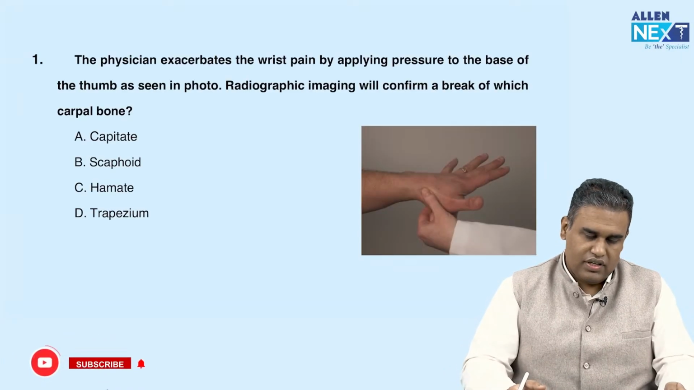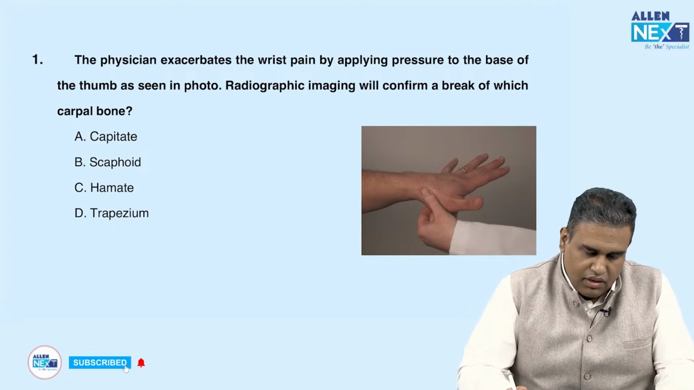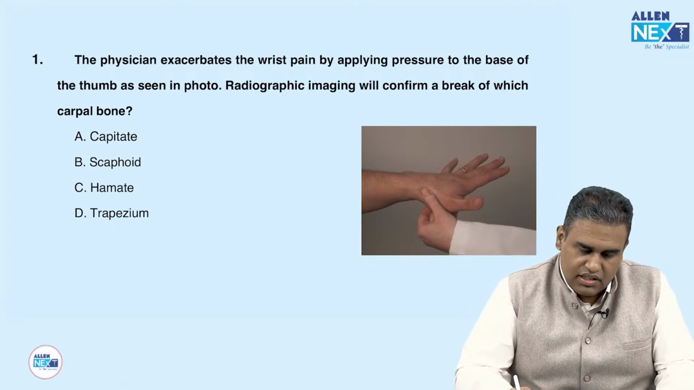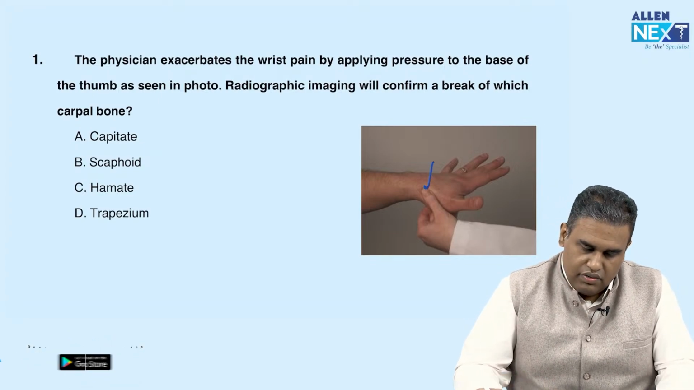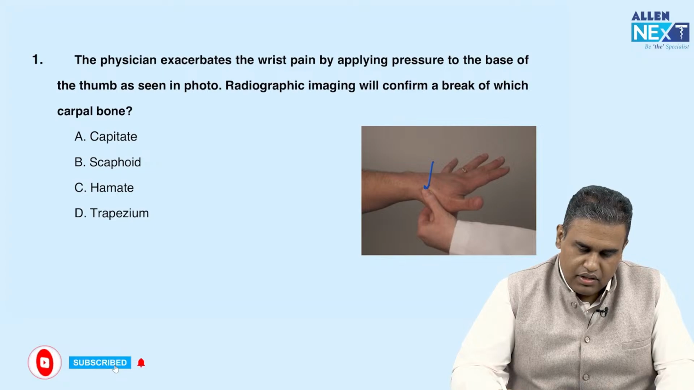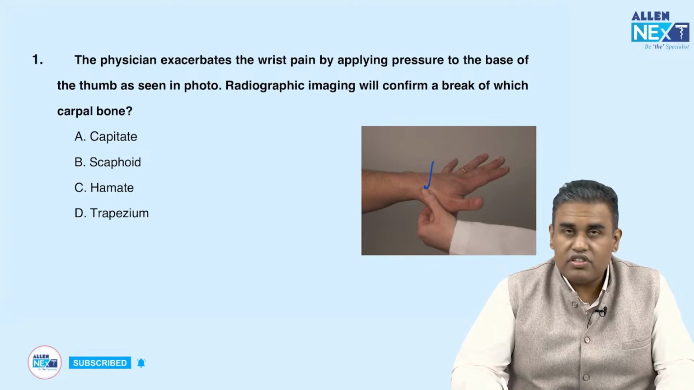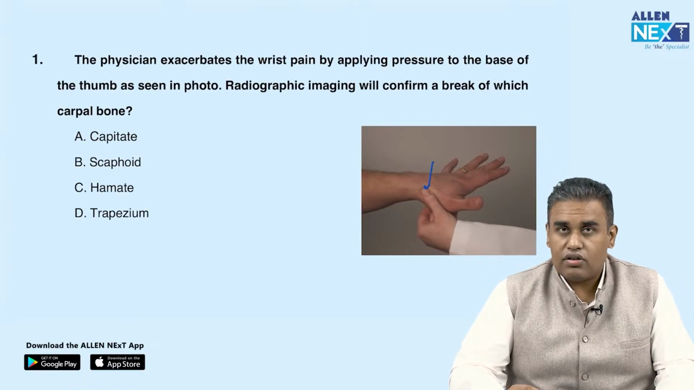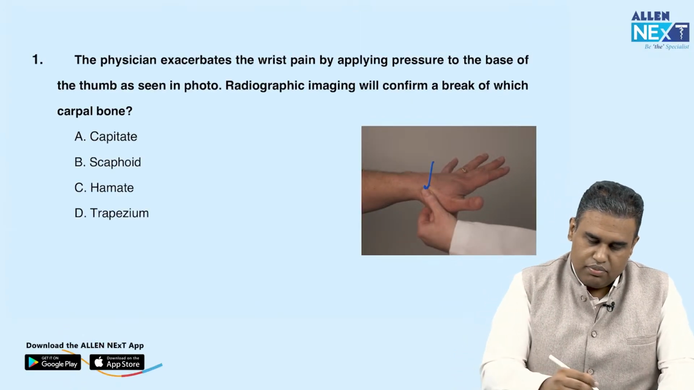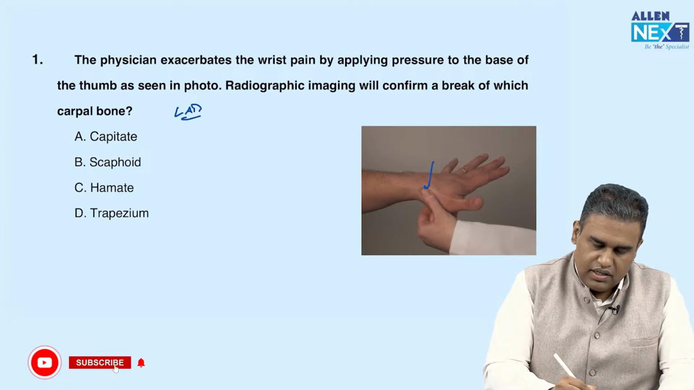Let's start. First question over here. The physician exacerbates, means increases, the wrist pain by applying pressure to the base of the thumb as seen in the photo. You can see the pic over here, and here we have increased pain. The imaging will confirm a break of which carpal bone? If you look over here, the thumb side is radial or the lateral side. So we have some problem in the lateral aspect, and lateral carpals would be affected.